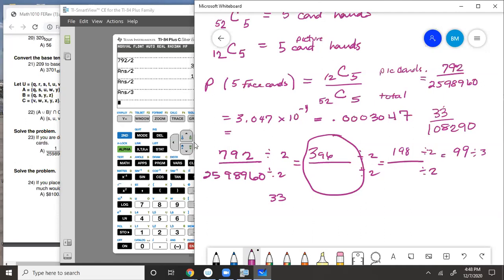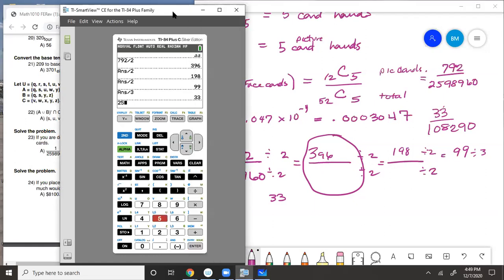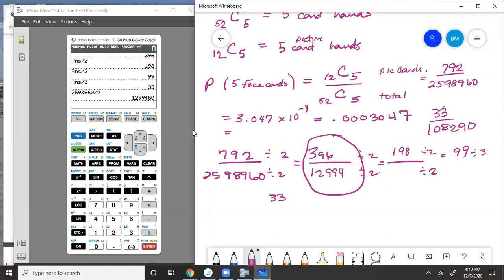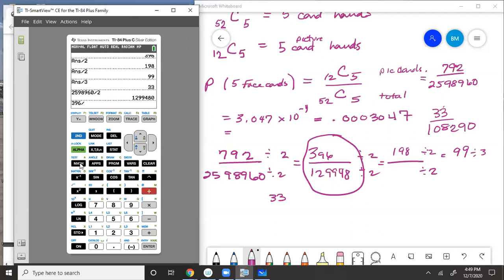So I'm wondering if it would take just one fraction reduction to do that. So let's take this number, 2,498,960, and divide by 2, and you get this 1,299,480, right? So 396 divided by that as a fraction is still giving me a number that it doesn't like. So we have to do it again.